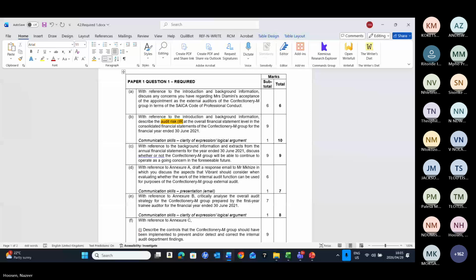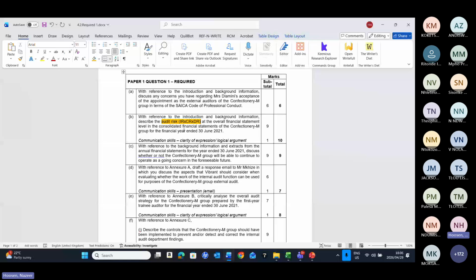Anyone? What else? Control risk. We've got control risk, and your detection risk as well. Well done. Yes, so those are the components of audit risk. So the components of audit risk are inherent risk, control risk, and detection risk.